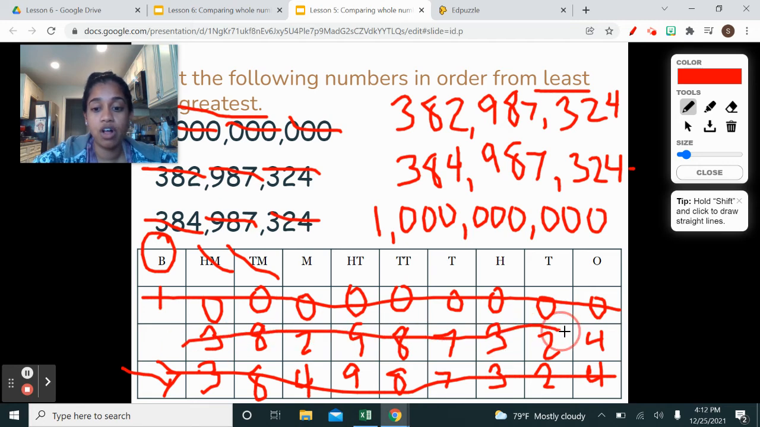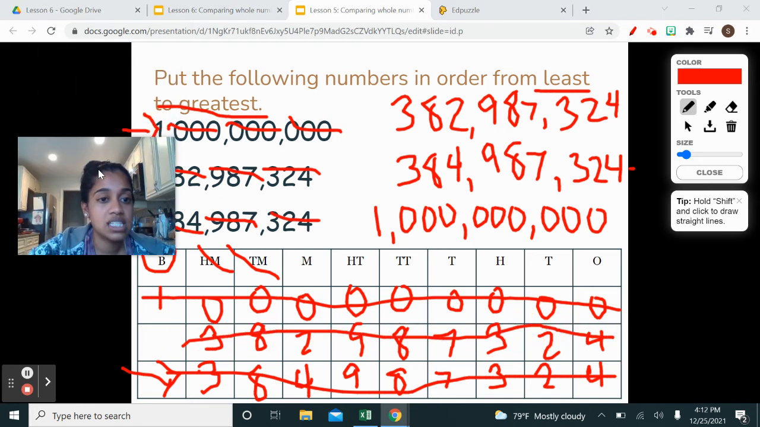Now let's make sure that we followed our directions. It says, put the following numbers in order from least, smallest, to greatest. Our smallest number is on top, 382,987,324. That one was our smallest because we looked at our millions, and it has fewer millions than 384,987,324. Yes, that's in the right order. And then we know that our billion is our largest number. So we put our numbers from least to greatest.